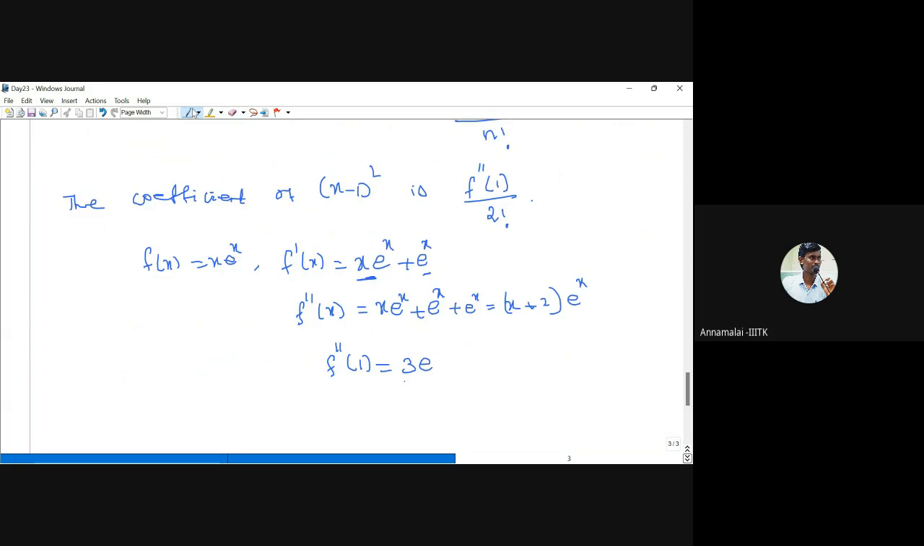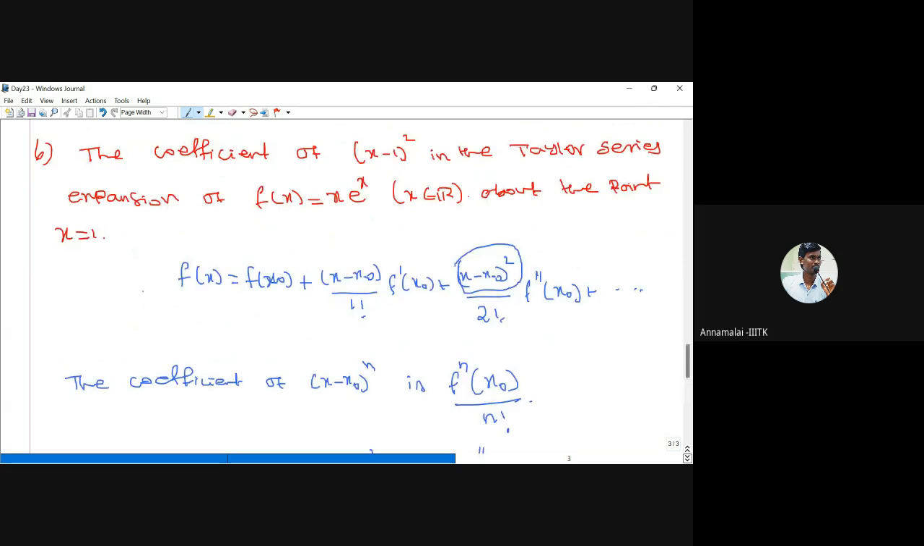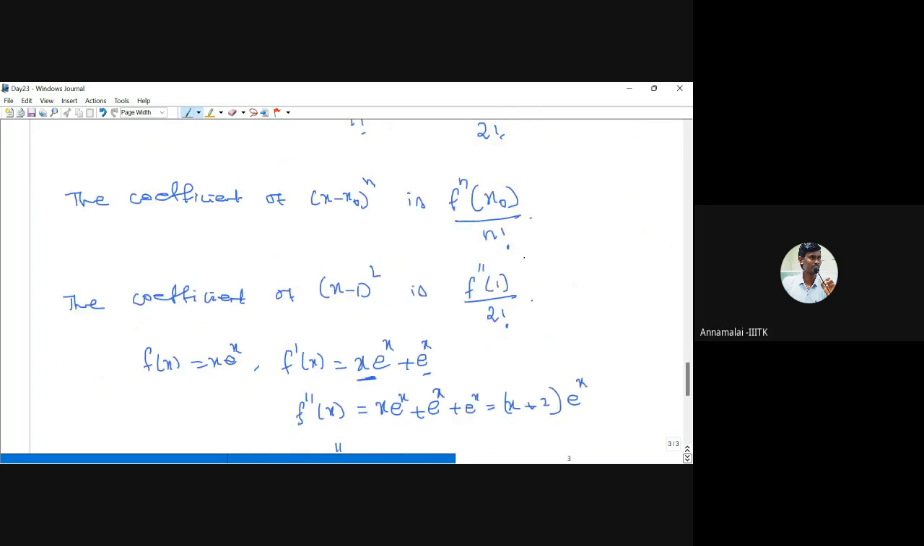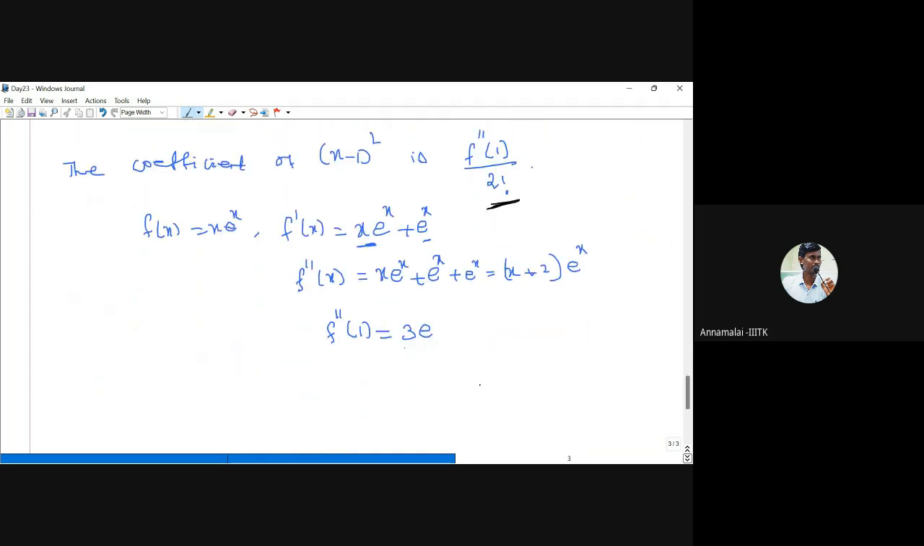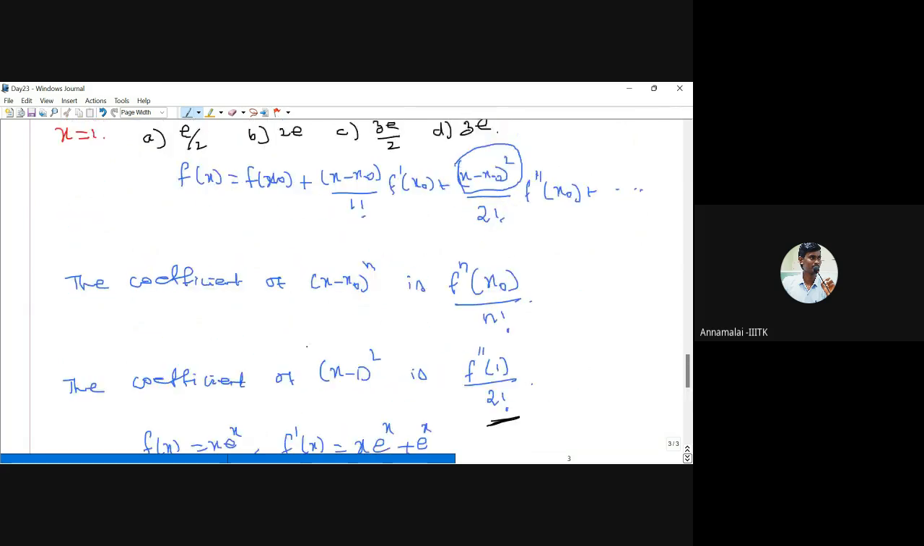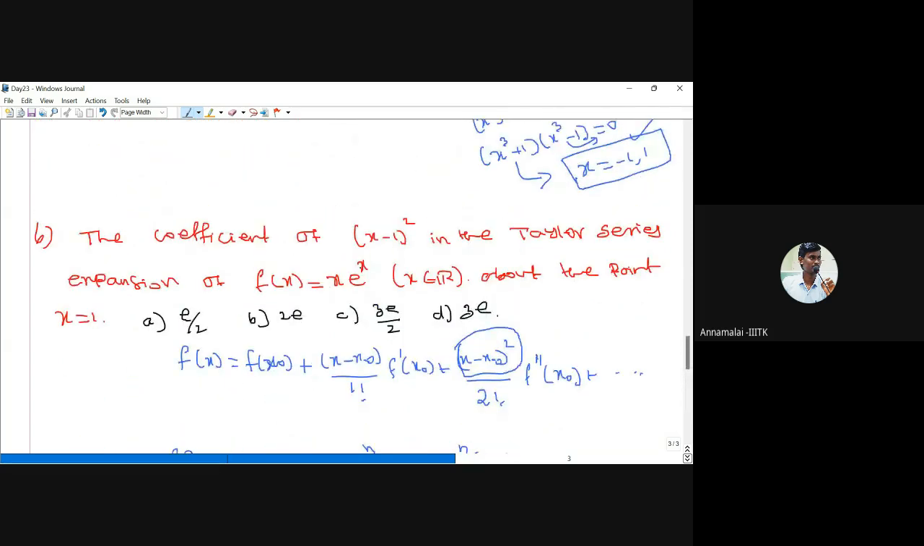So the options are, I forgot to write the options. The first option is e by 2, the second option 2e, the third option 3e by 2, the fourth option 3e. Now we find the second derivative and then divide by 2 factorial. Therefore 3e by 2 factorial is 3e by 2. So this is the coefficient of (x minus 1) whole square in the Taylor series expansion of this function at this point. So this is the correct answer.